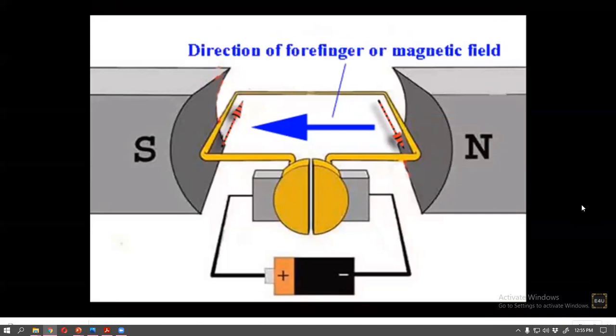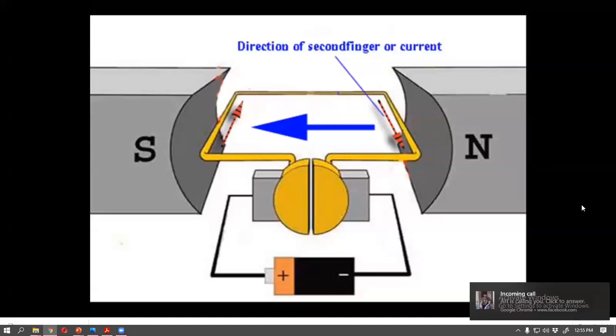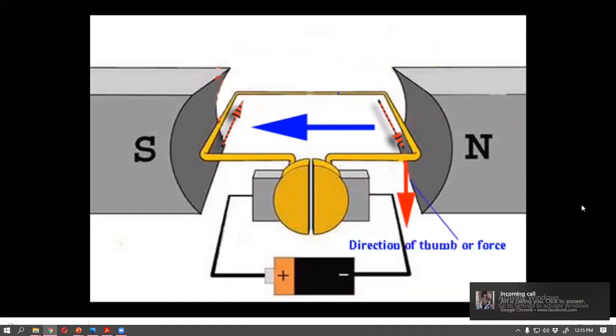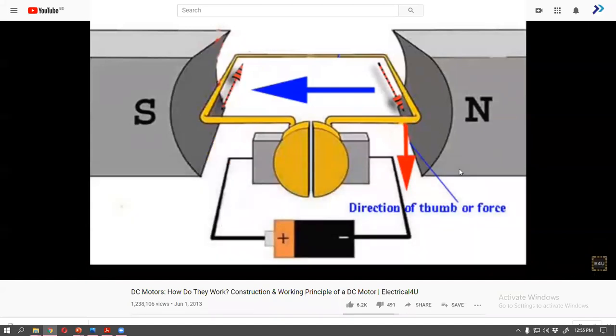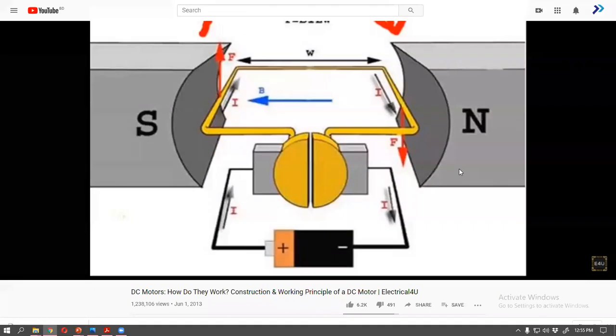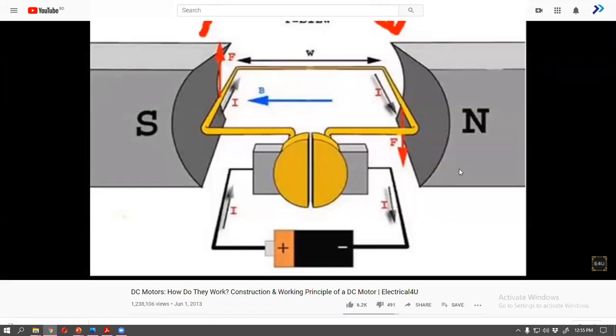Similarly, again, if the forefinger is aligned along the direction of magnetic field, that is from North Pole to South Pole, and the second finger or middle finger is aligned along the direction of current in the right side conductor, then the thumb indicates the direction of mechanical force. This is clearly downward here. Due to these upward and downward forces, the turn tends to rotate in clockwise direction as shown.